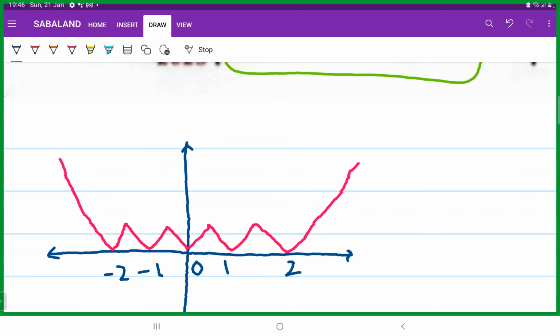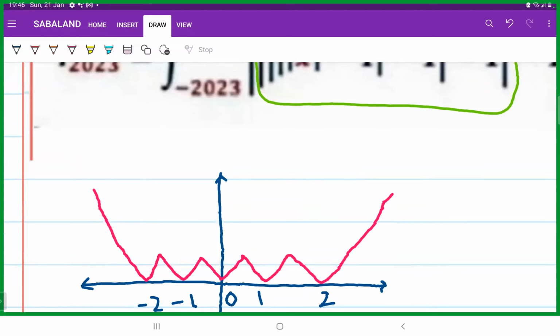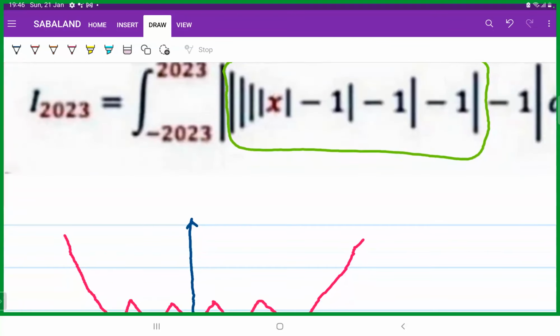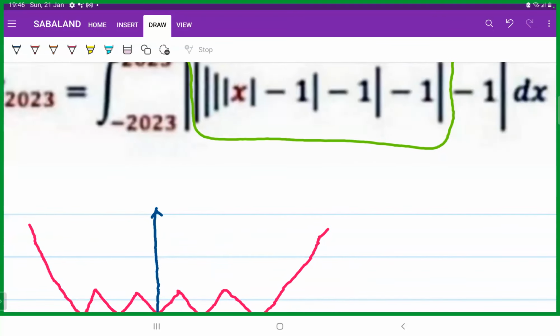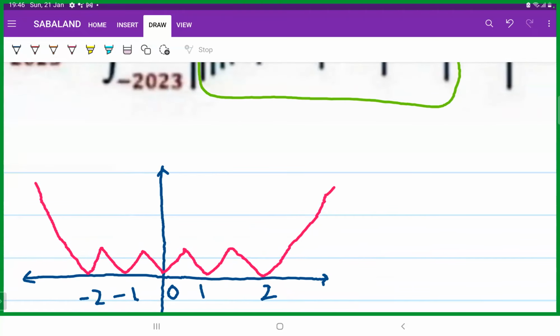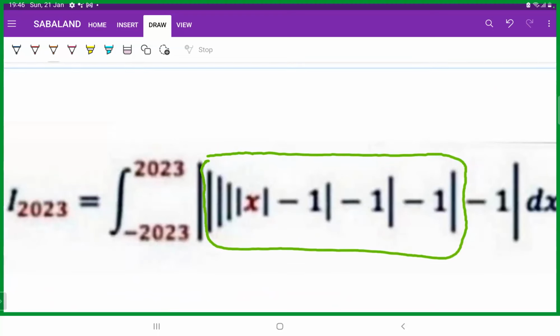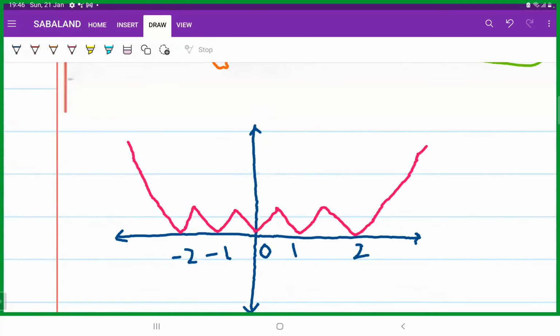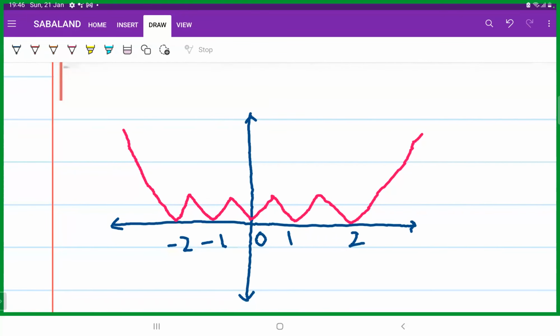So we have to find the area from minus 2023 to 2023. Now this graph is symmetric about the y-axis, right? So if we find the area from 0 to 2023 and then multiply it by 2, it will basically be the same thing, right? So let's find the area.